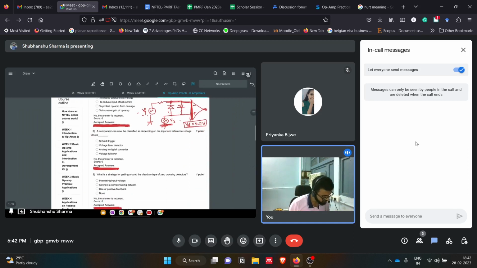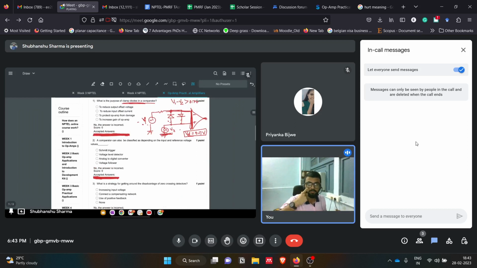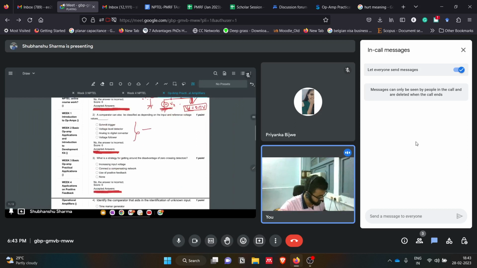Then the second question was that a comparator can also be classified depending on the input and reference voltage values. So which of these comparators can be classified based on their input and reference voltage? We saw this by going through the lectures. I will not give the answer. You can go through the lectures and easily find which of these is called the comparator that can be classified depending on the input and reference voltage.